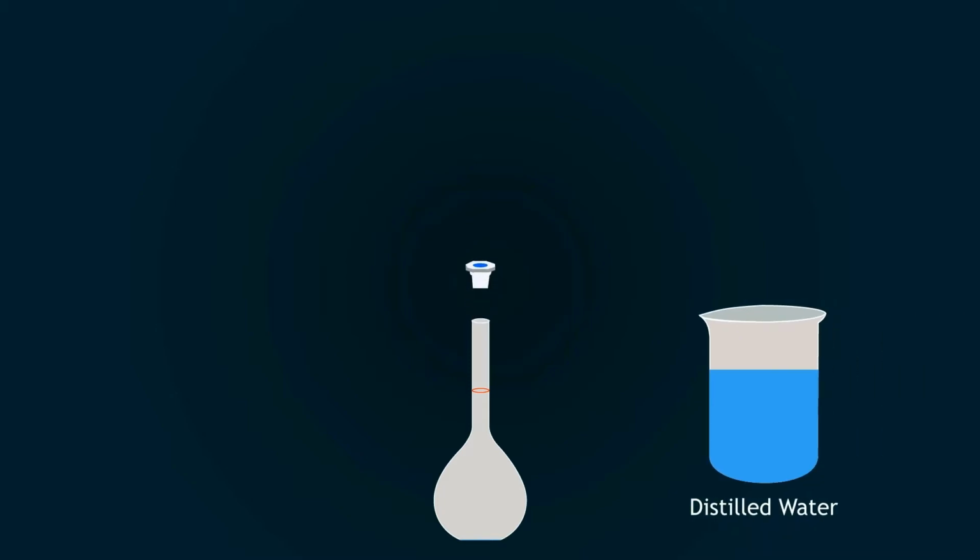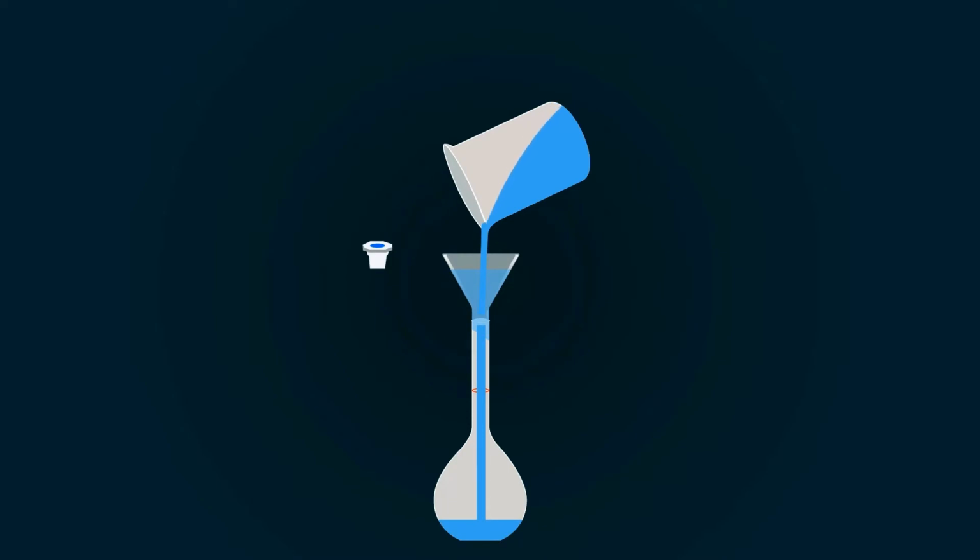In this video, you will learn how to prepare 0.01 normal solution of 37% HCl.